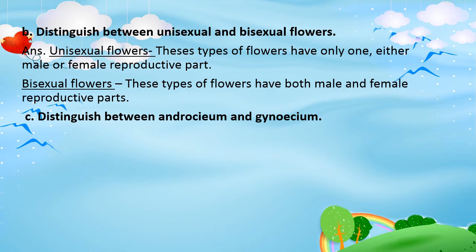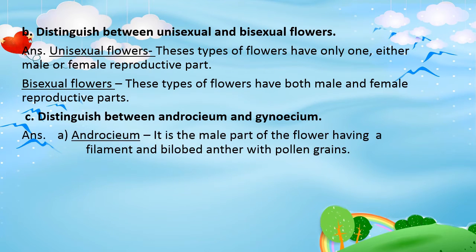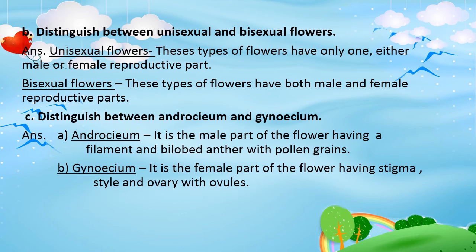Part C is distinguish between androecium and gynoecium. Androecium is the male part of the flower, which has a filament and a lobed anther with pollen grains. So it is the male part of the flower. Gynoecium is the female part of the flower, having stigma, style and ovary with ovules. So this is the female reproductive part of the flower.